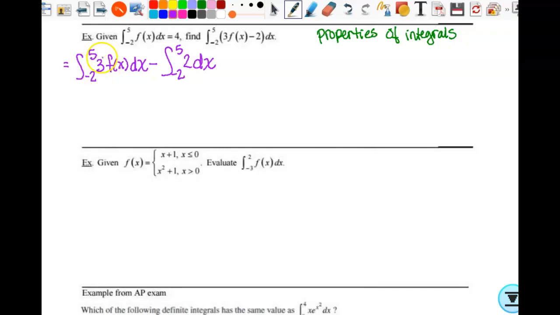What can I do with this 3? Can I factor it out? That's legal, right? So I can say this is equal to 3 times the integral from -2 to 5 of f of x dx minus the integral from -2 to 5.